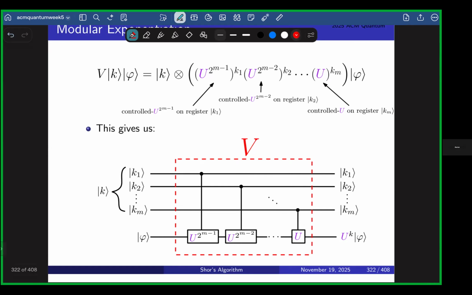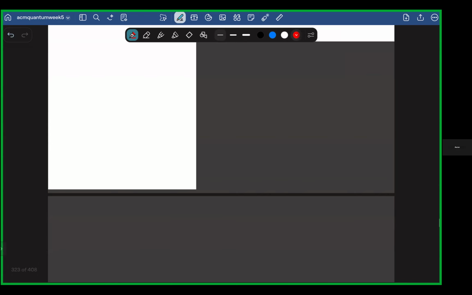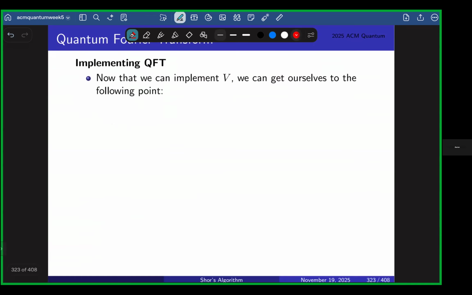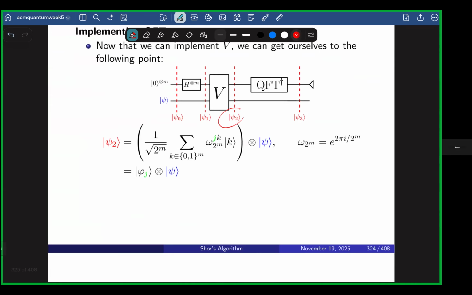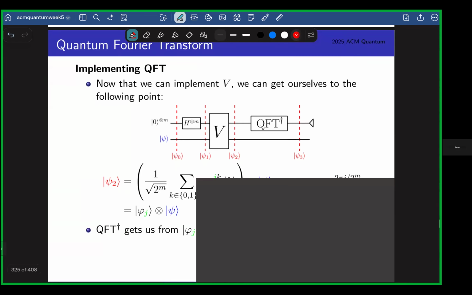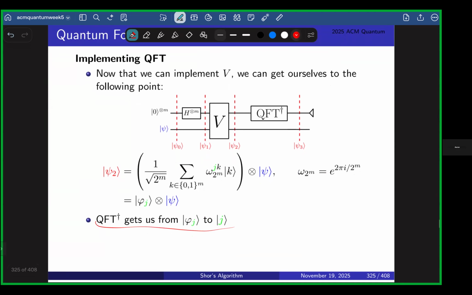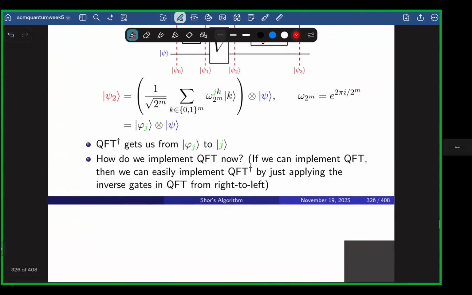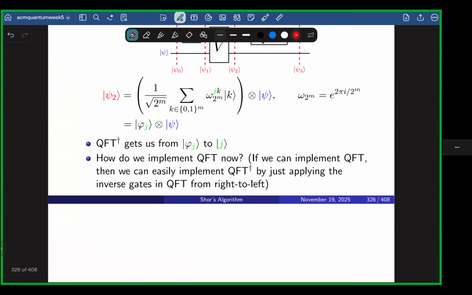Okay, Q of T is next. Now that we implement V, we can get ourselves to this state. Now Q of T needs to map this to J. Remember that? Or actually Q of T dagger. Regular Q of T will get you from J to this, it'll be the other way. How do we implement Q of T? If we know Q of T, then we can implement Q of T inverse, so we're just going to focus on Q of T.